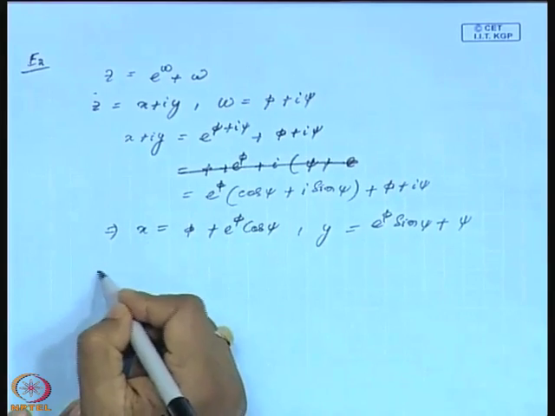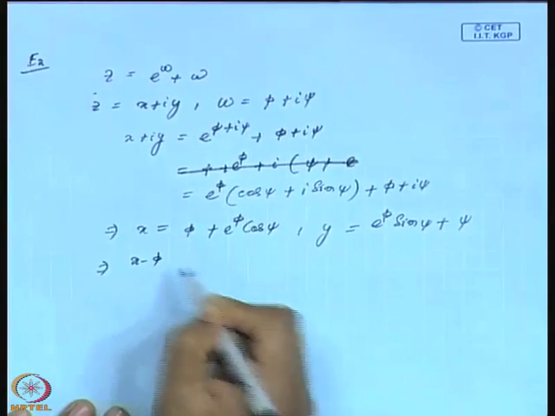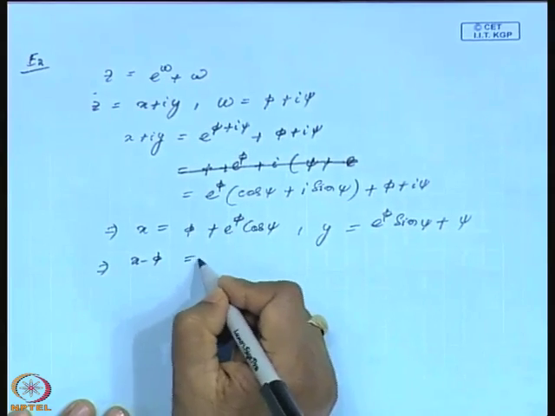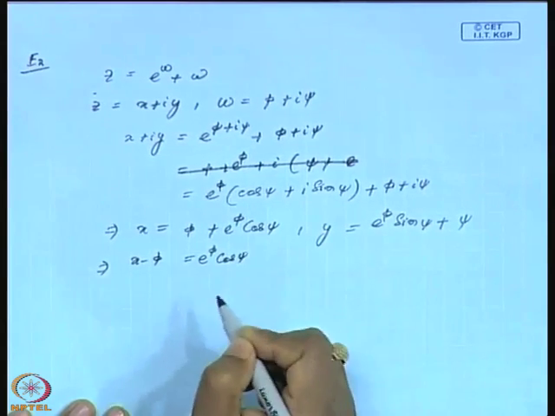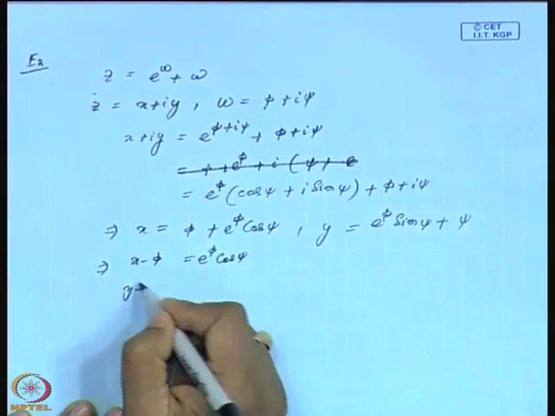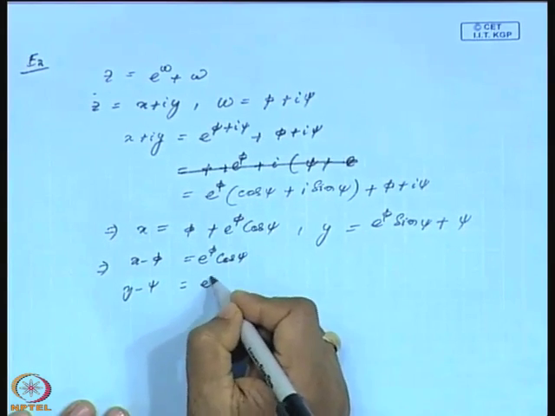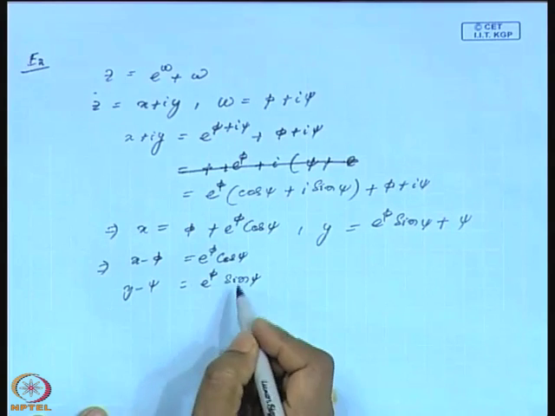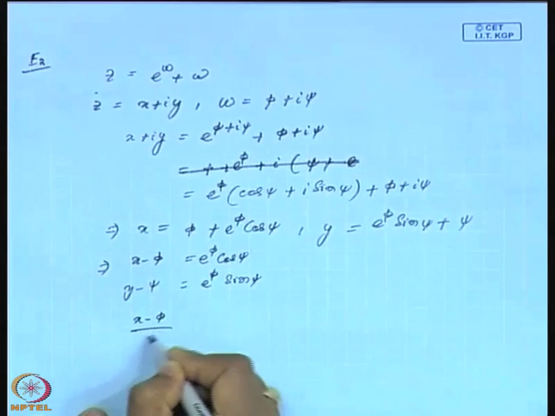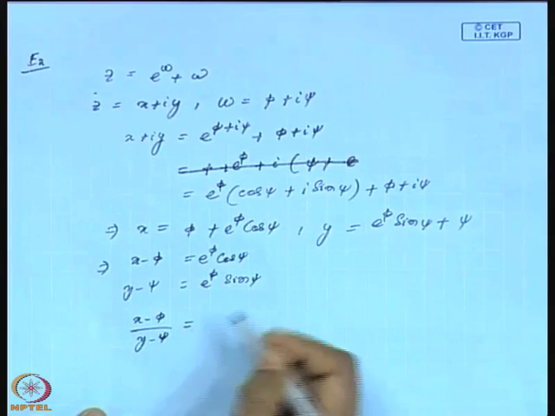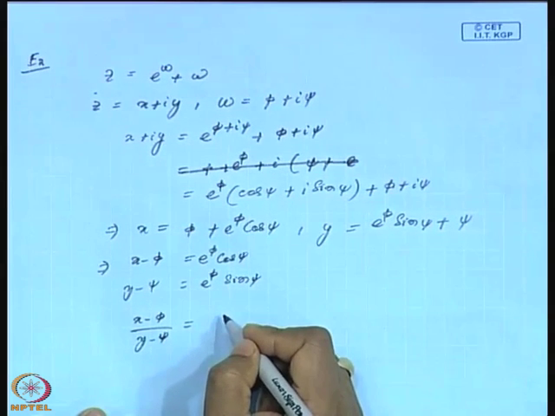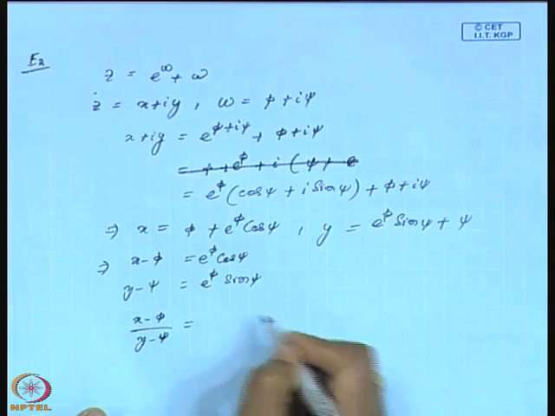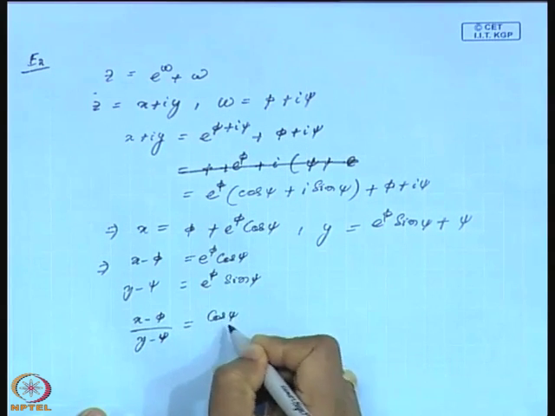So, if I simplify these two further, my x minus 5 will be e to the power 5 cos psi. One has to be a little careful. y minus psi will give me e to the power 5 sin psi. So, now what will happen here? Tan psi, if I divide it, is x minus 5 by y minus psi. A very interesting example, that is cos psi by sin psi.